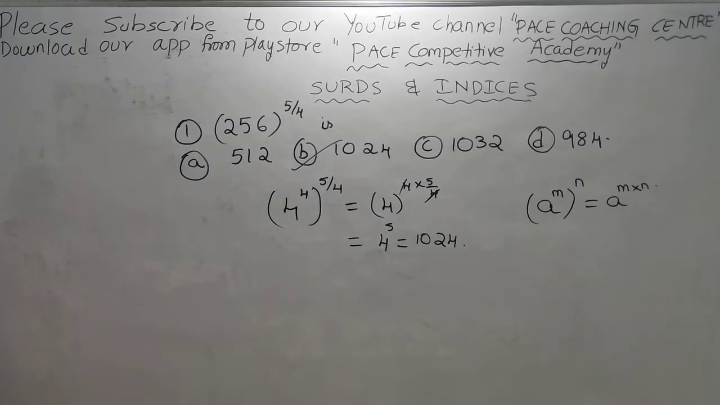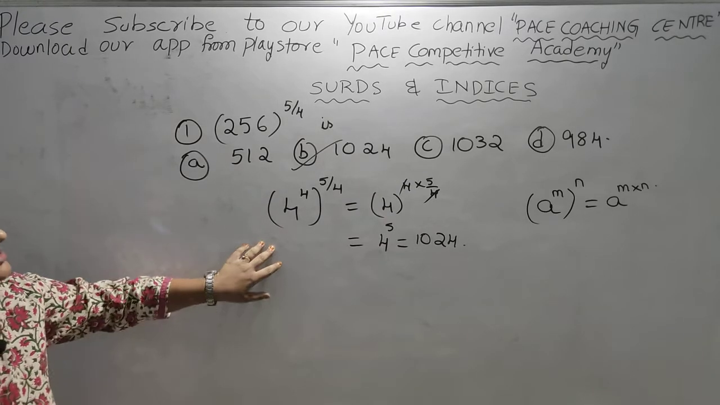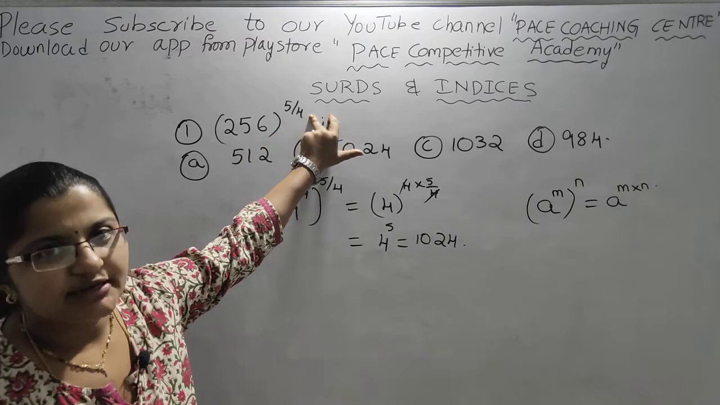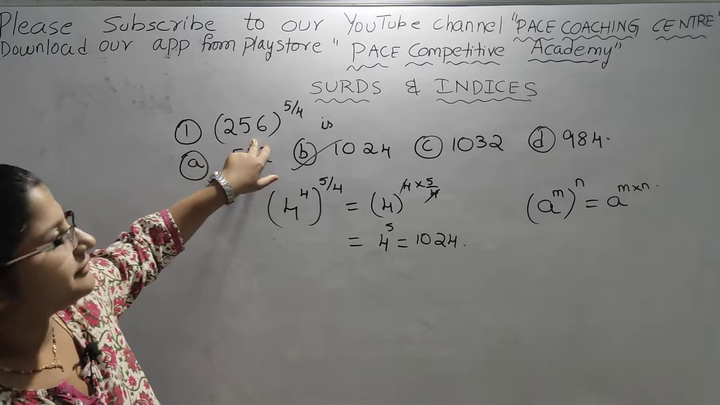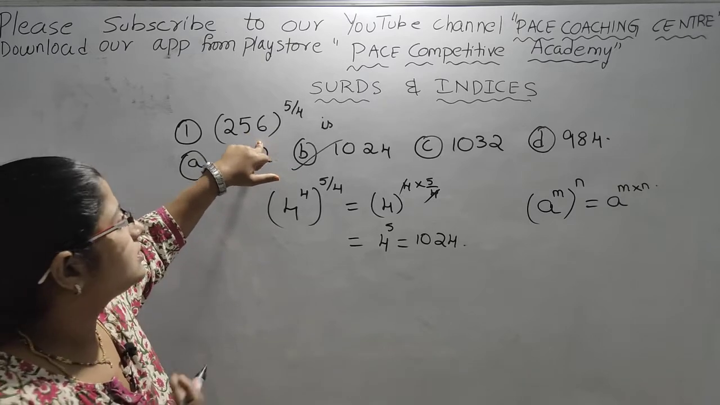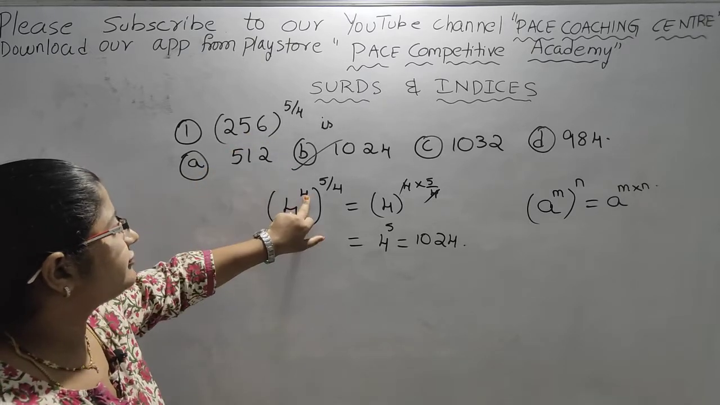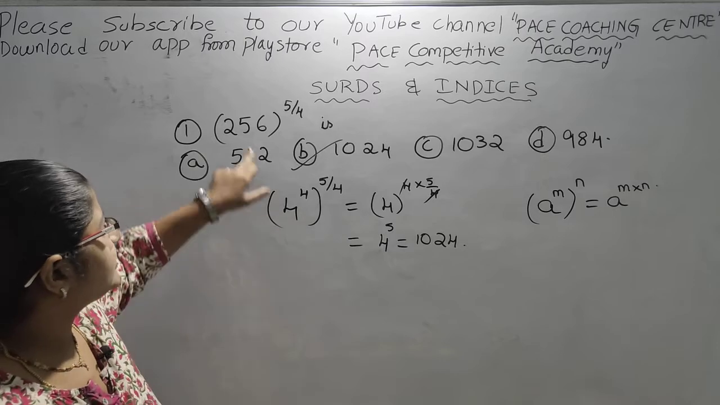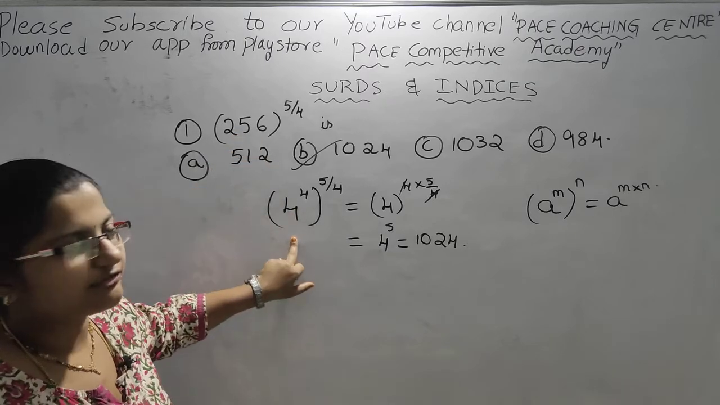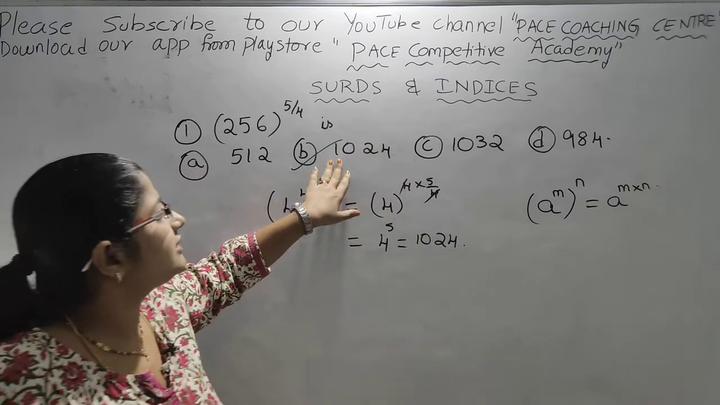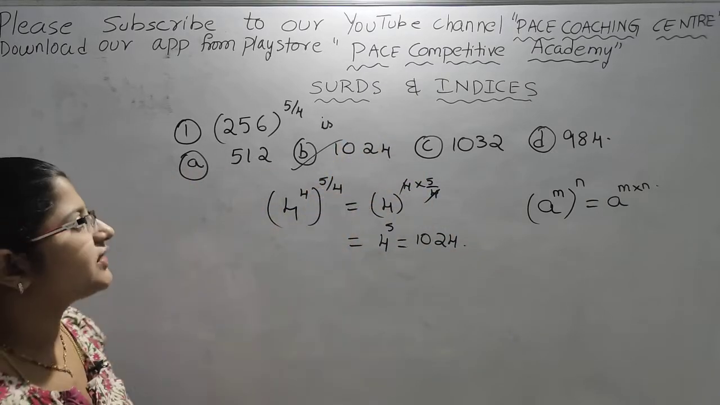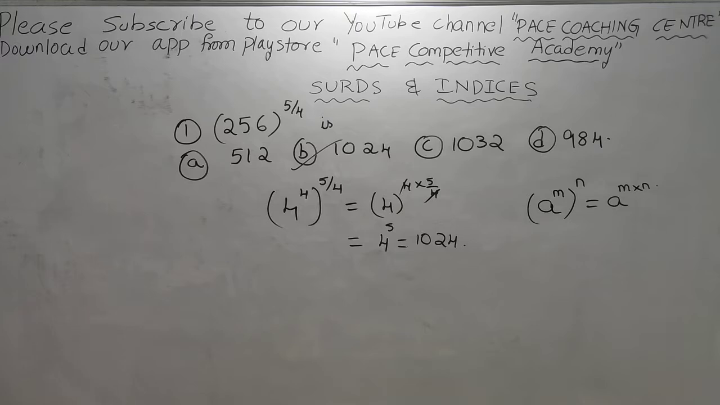Simple, right? So what we need to see? We need to see the denominator of the fraction in this power. So we need to convert our base into the powers of 4. So we can convert the 256 into 4 power 4. Then we will directly get 4 power 5, which is nothing but 1024. So 1024 is the right answer.